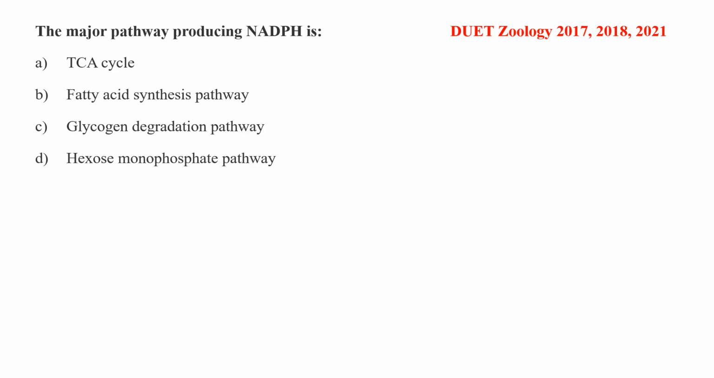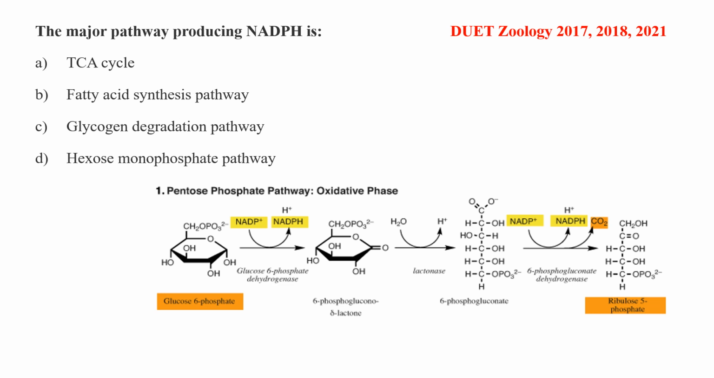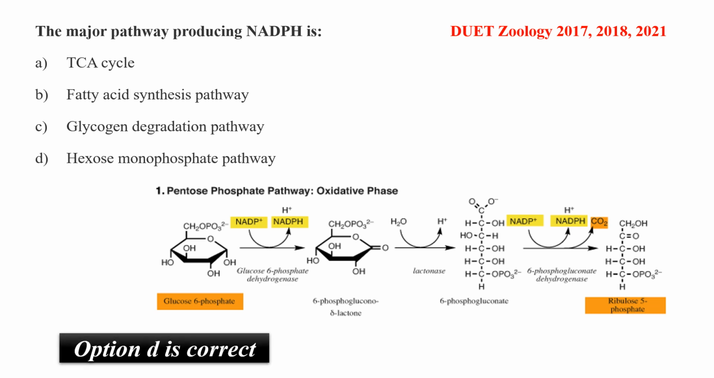The major pathway producing NADPH is the TCA cycle, fatty acid synthesis pathway, glycogen degradation pathway, or hexose monophosphate pathway? Basically, the oxidative phase of the pentose phosphate pathway, also known as the hexose monophosphate pathway, is required to generate the 2 NADPH. Hence, option D would be the correct answer.